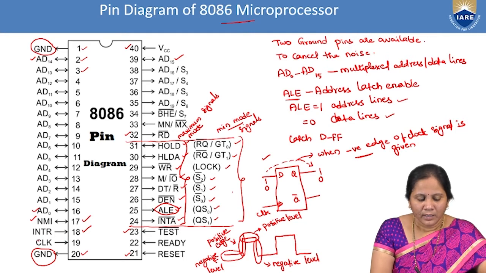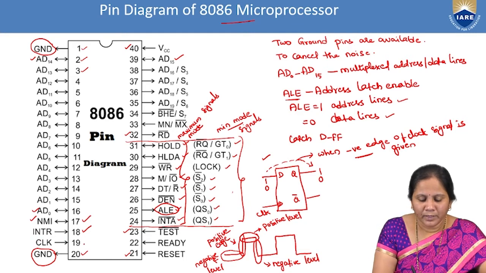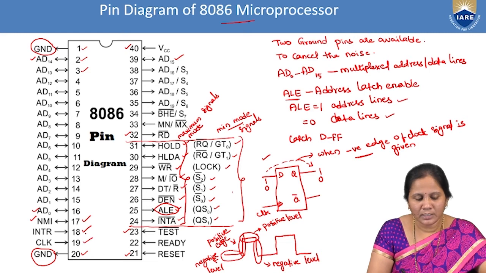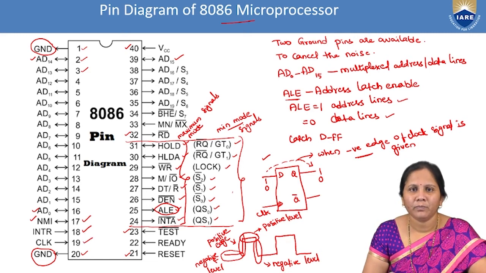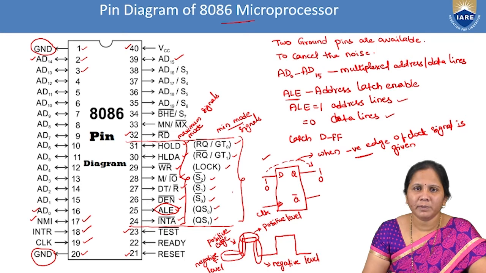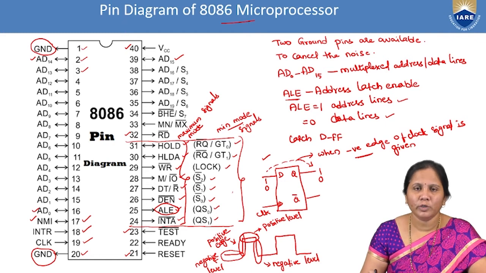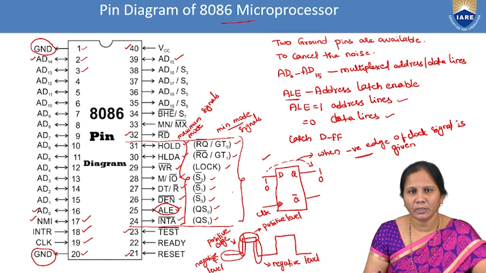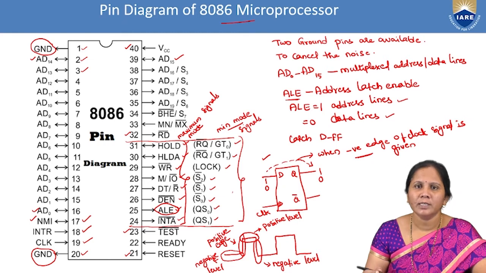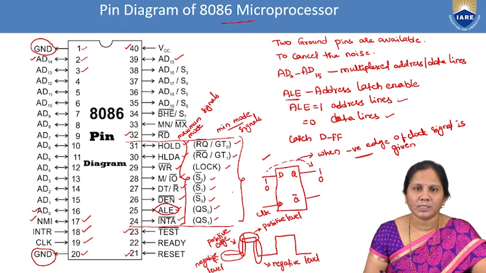The next signal is the 19th signal, the clock signal. We have studied in the features of the 8086 microprocessor that the clock frequency is 5 MHz, 8 MHz and 10 MHz based on the versions. In order to produce the clock frequency for the 8086 microprocessor, generally we prefer oscillators.